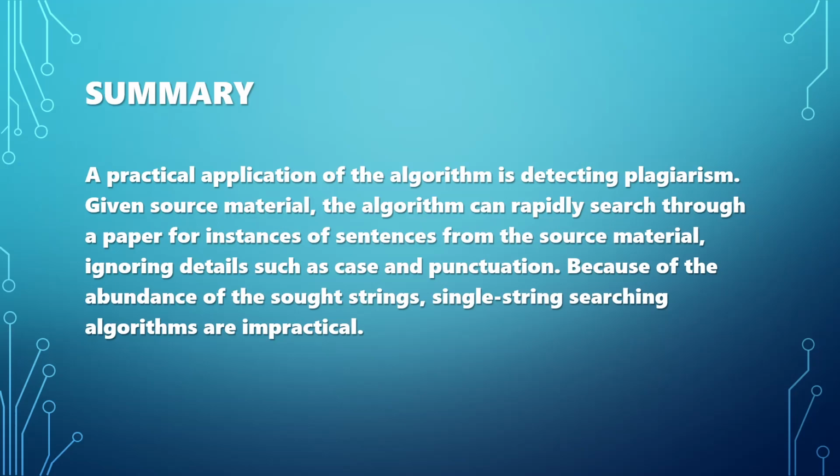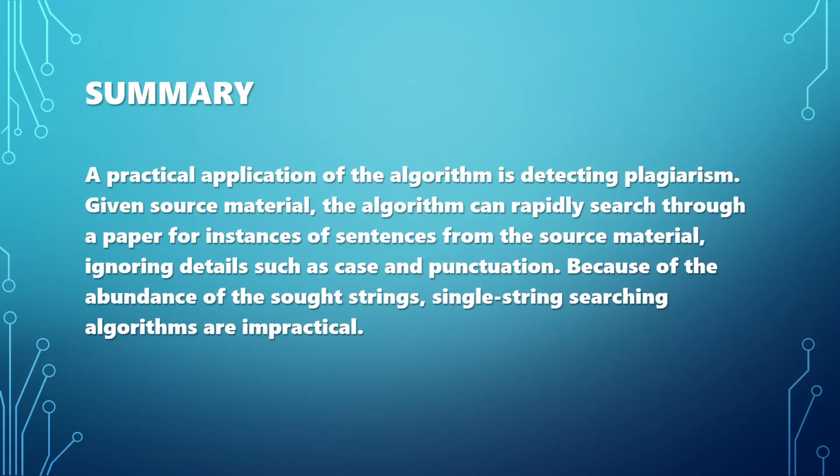the Rabin-Karp algorithm. A practical application of the algorithm is detecting plagiarism. Given source material, the algorithm can rapidly search through a paper for instances of sentences from the source material, ignoring details such as case and punctuation. And because of the abundance of sought strings, single string searching algorithms are impractical. That is a really huge advantage of the Rabin-Karp algorithm in comparison with others like Knuth-Morris-Pratt, Boyer-Moore, and other string searching algorithms.